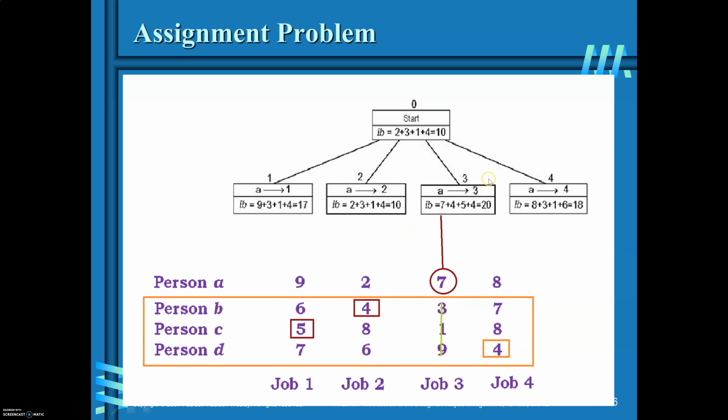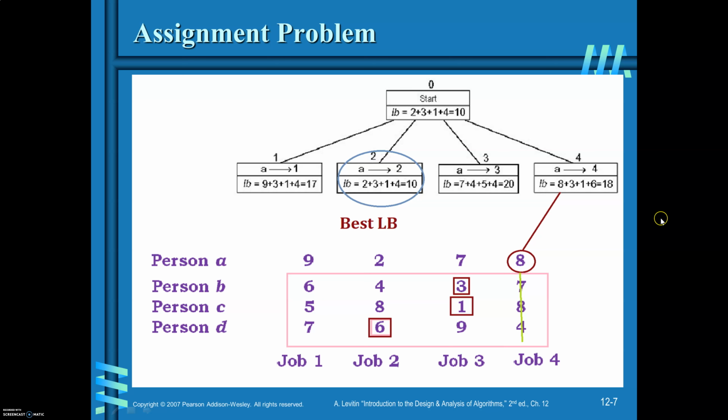Similarly, person A with job 3. So we are freezing job 3 for the person A. So these are all the values that are in this row except the third column. Minimum value is 4. Minimum value here is 5 and here is 4.